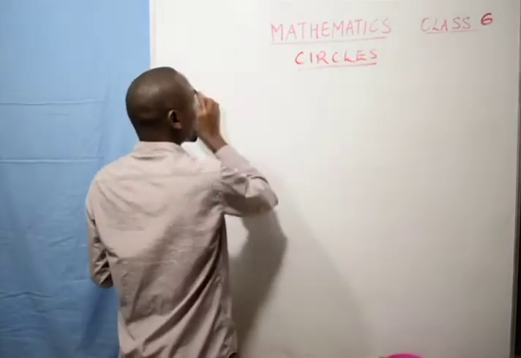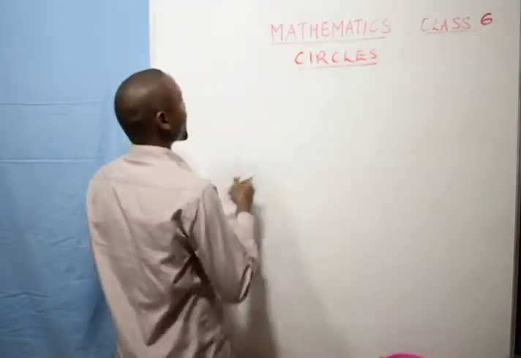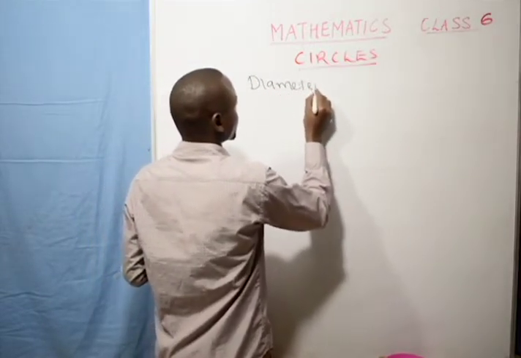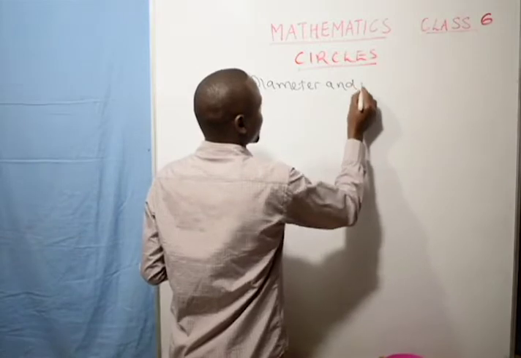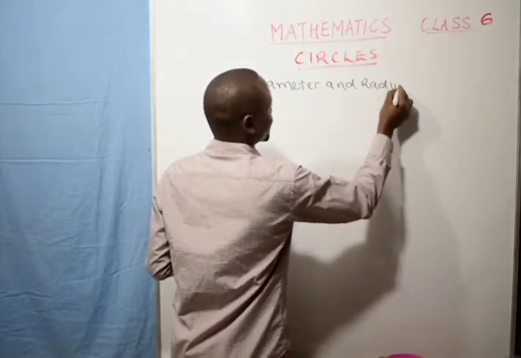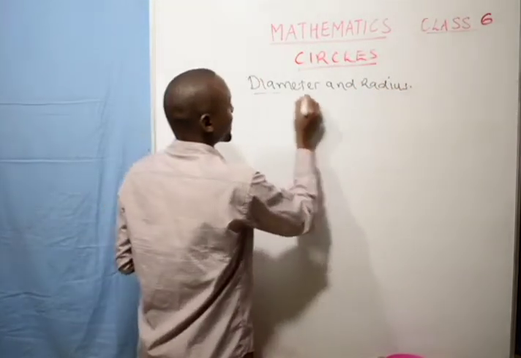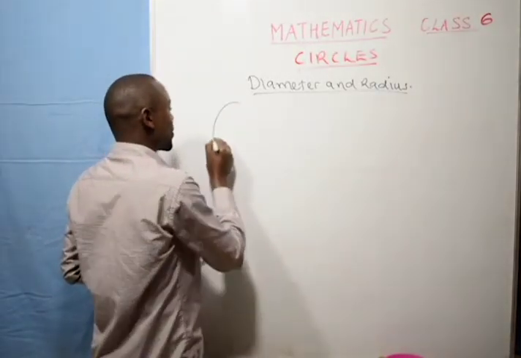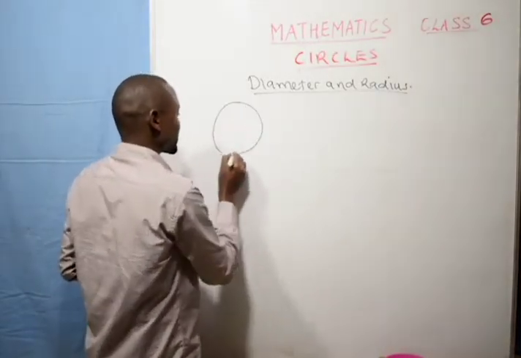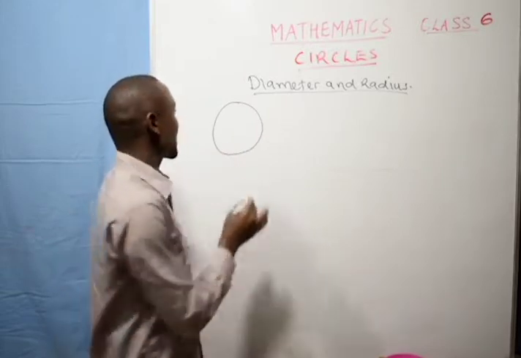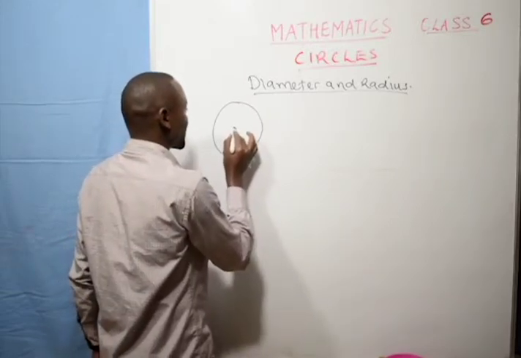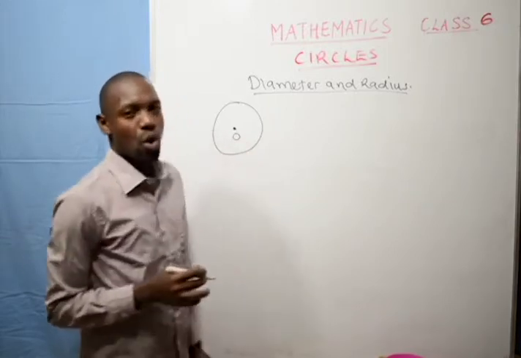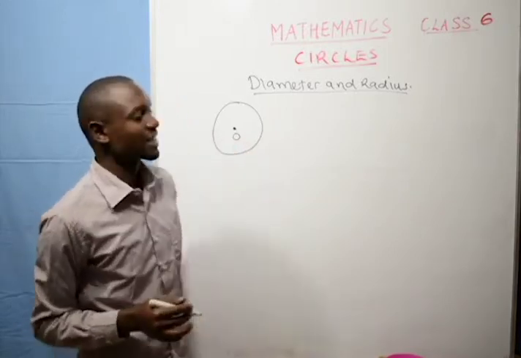Now, in circles, we are going to look at the diameter and the radius. Let us first look at diameter and the radius of a circle. When drawing a circle, we have something we call the center of the circle. The center of the circle is marked with the letter O. O is the center of the circle.